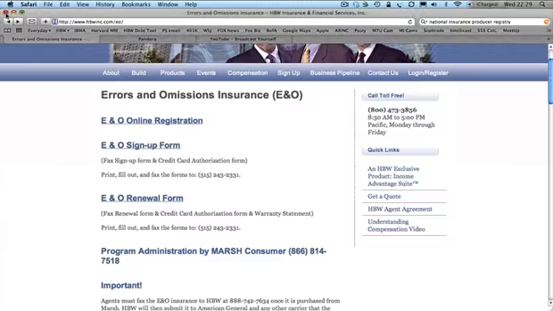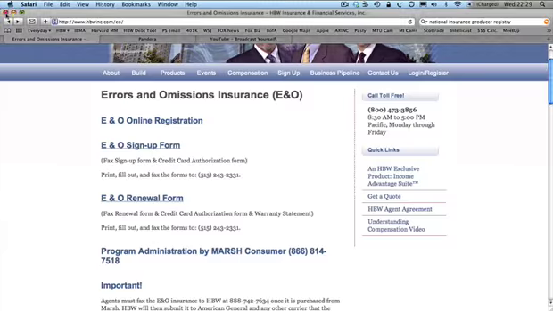And it tells you right here, important, agents must fax the E&O insurance to HBW at that number once it is purchased from Marsh. So the paperwork I just showed you will get sent to Marsh. Marsh will then send you your policy, and you then need to fax that policy to HBW. And then HBW is going to send it out to all the insurance carriers that you are contracted with. So again, you send your application to Marsh, they issue you a policy, you fax that policy to HBW, and you're done. Okay?